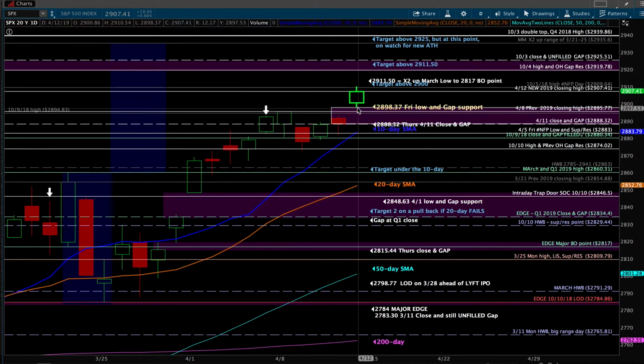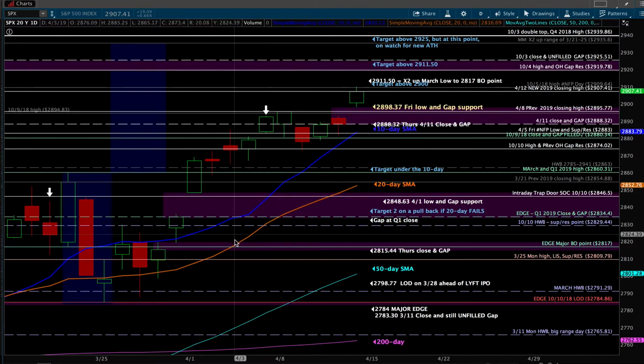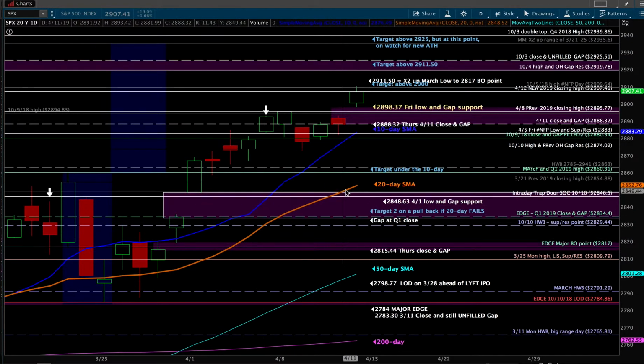So what we're more likely to get is to go ahead and break that 10-day and come on down here and maybe test the 20-day. The 20-day itself has risen quite a bit. It's risen through this gap.